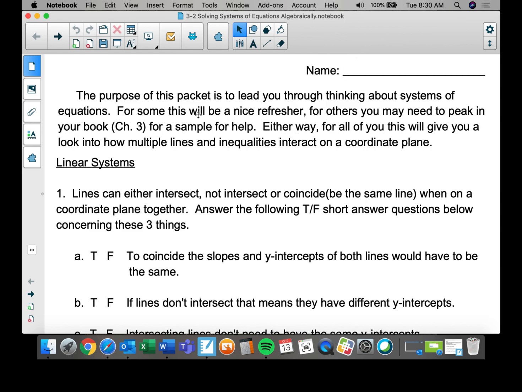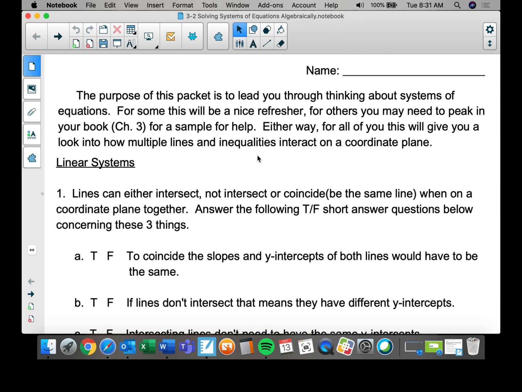Okay? So if you notice, the purpose of this packet is to lead you through the thinking about systems of equations. For some students, this will be a nice refresher. For others, you may need to notice it says to peek in your book for Chapter 3 for a sample. Now, obviously, you don't have books this year, so you may need to go out to Google and just type in systems of linear equations.